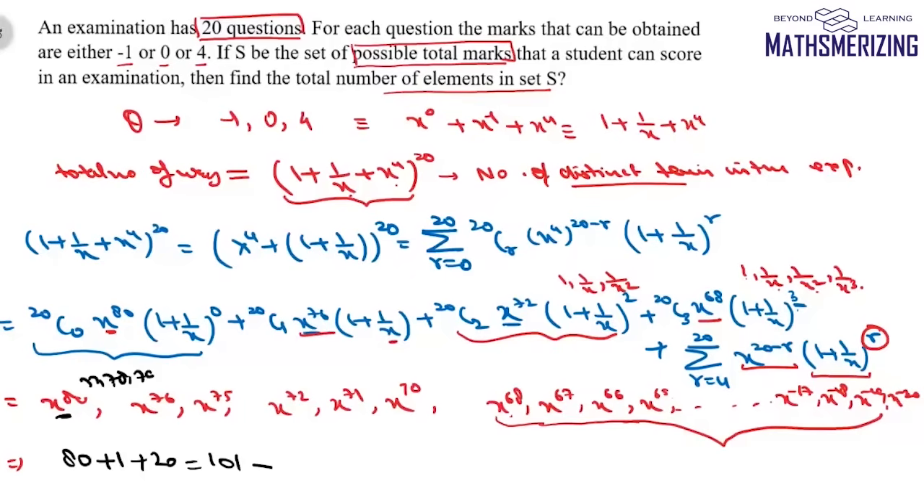Missing terms here are 77, 78, 79, 73, 74, and then x to the power 69. So there are 6 terms which are missing. So 101 minus 6, so that is 95. So the total number of elements in set S is 95. So there are 95 different possibilities in which the student can score in an examination.